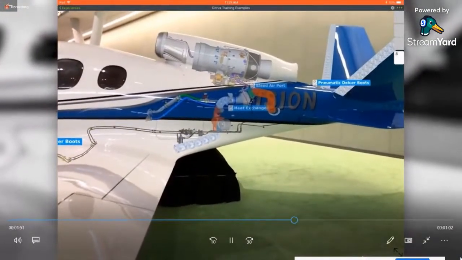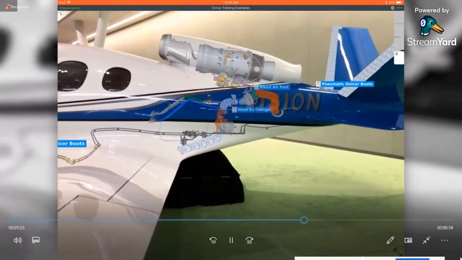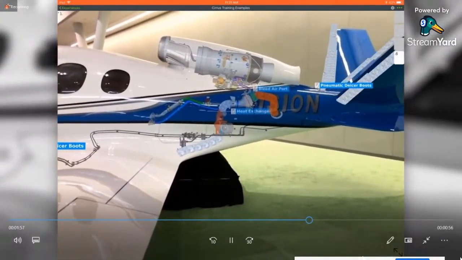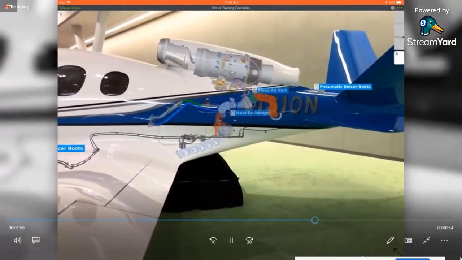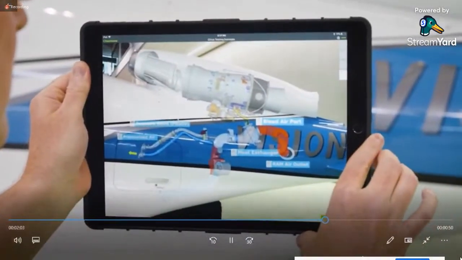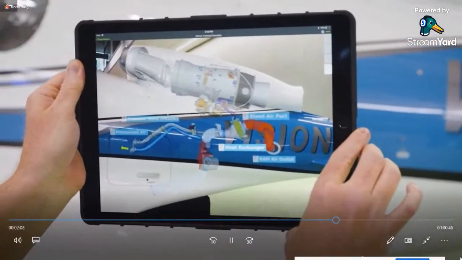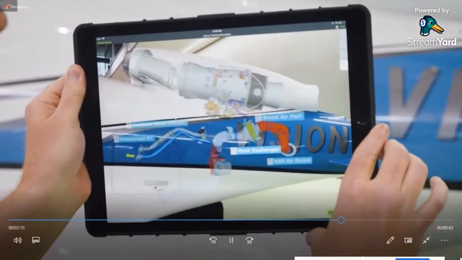So, for example, if you want to learn about the environmental control system and how that works, the AR experience will show you in 3D where those parts are located on the aircraft, and it will also include computer animations that show the cold air coming in and the warm air coming out of that system as it ventilates the aircraft.